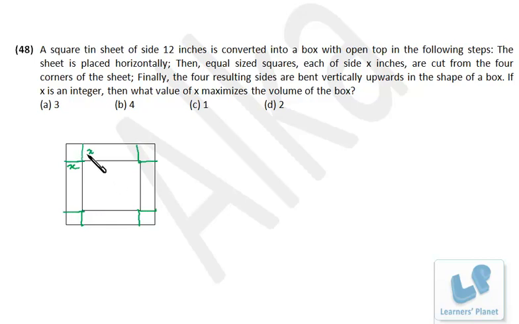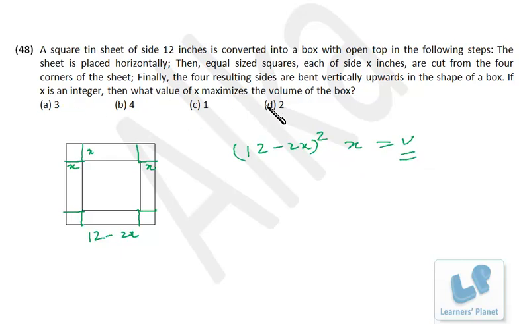Now friends, if we cut x from this side and x from this side, then from the length it will be the total length minus 2x. Now the total length is 12 inches, so the remaining length is 12 minus 2x, right? And from this side also it's 12 minus 2x, so the base area will be (12 minus 2x) whole squared. And since after cutting we are just folding it upwards, the height will be x inches only. So base area into height is the volume of the box. Right, now we have to find the value of x when the volume is maximum.